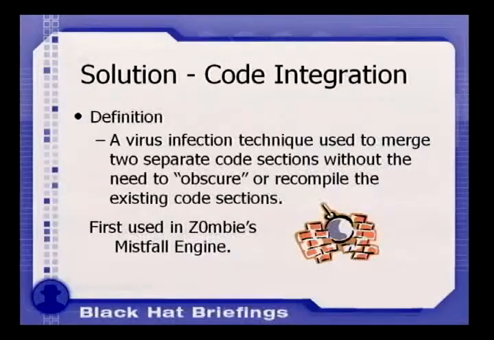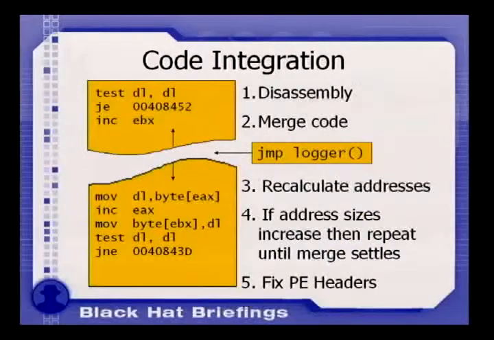So one possible solution to this is code integration. Basically, code integration, unlike entry point obscuring, is you're not actually overriding any code in memory, but you're making room in memory and expanding the text section or the code section and making room for the code. And one of the first examples was in Zombie's Mistfall engine.